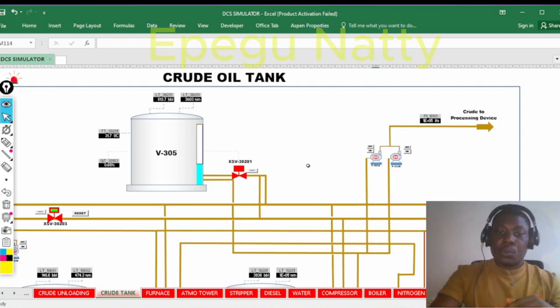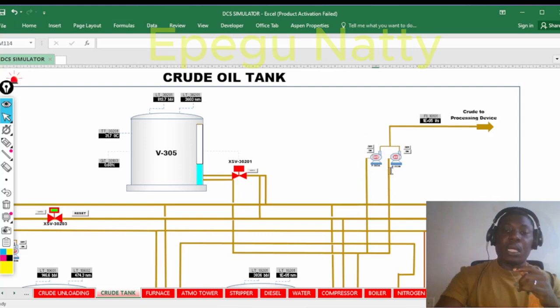Okay, so like we said, we are going to be looking at transfer operation from our feeder tank down to our processing skid. And if you look at this screen, we see a tank here, V305. Now this V305 is actually our feeder tank, and then we have two pumps here. If you follow the line, you see that they are connected to this pump. Now these two pumps are sending the crude down to the processing unit.